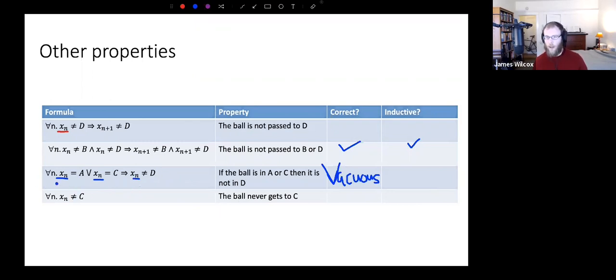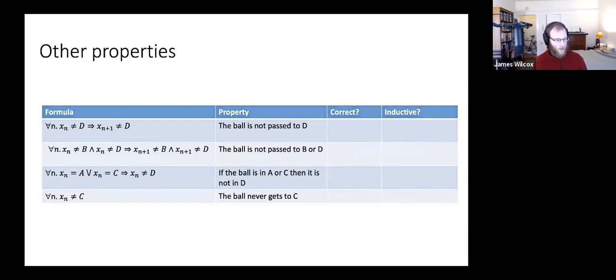This is an example that's pretty easy to run into in real life, where you write down the wrong fact and you think you've proved something. You get really excited because you think you proved something, but that proof doesn't actually help you. It doesn't mean anything. Okay, one more property. It's never C. C was the one that A was passing to, so I think this is just not true, which means it's also not inductive.